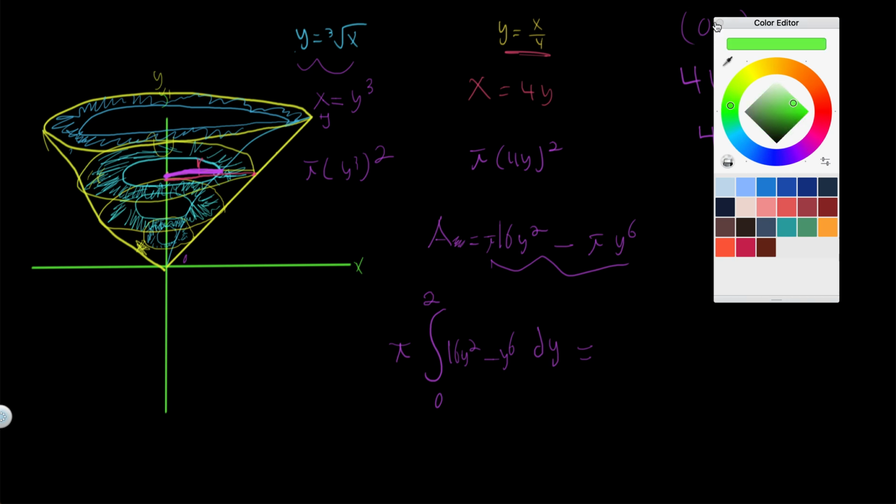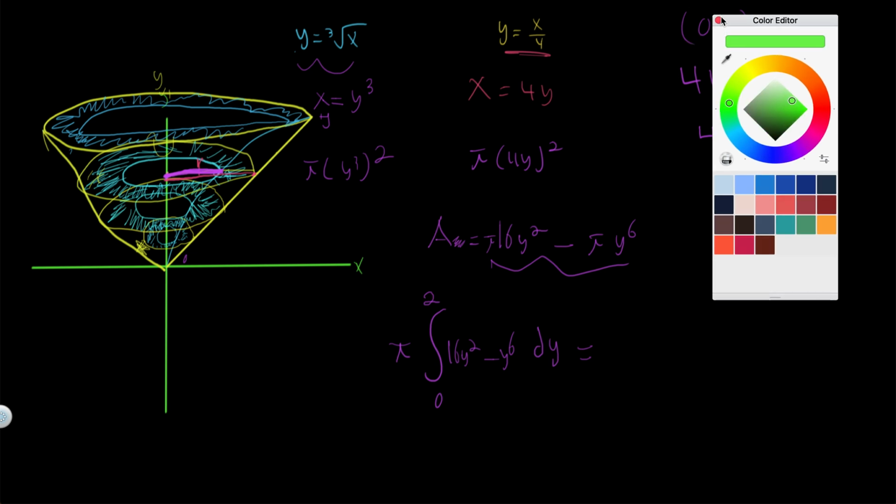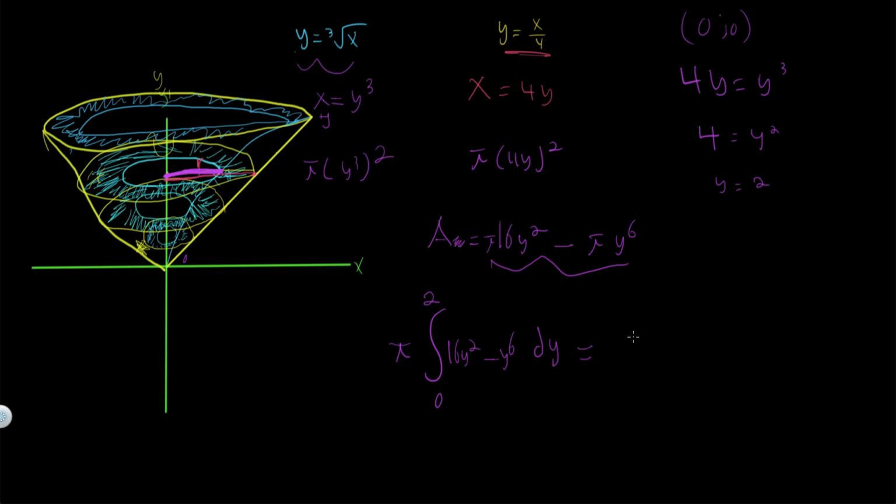I'm getting tired of that color, so let's switch it up. The integral of 16y squared is just 16y to the third over 3. We're not going to forget the pi. Minus y to the 7th over 7. And then it's this from 0 to 2. So now we just have to evaluate the integral at 2 and we're done.